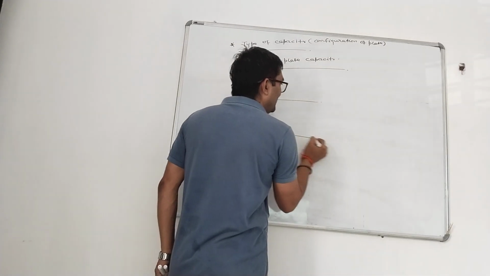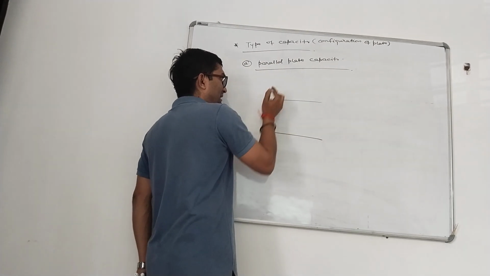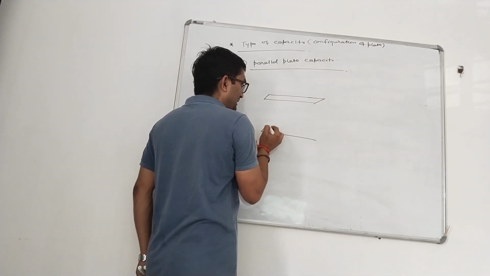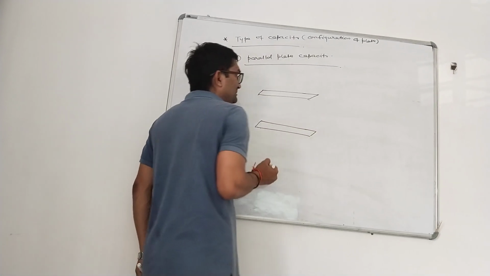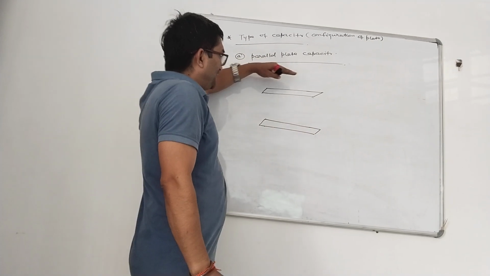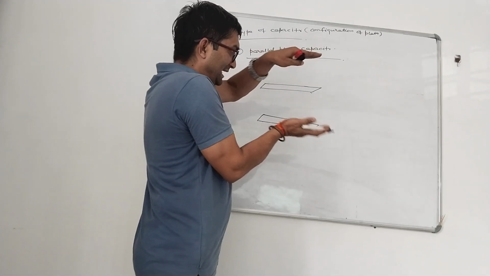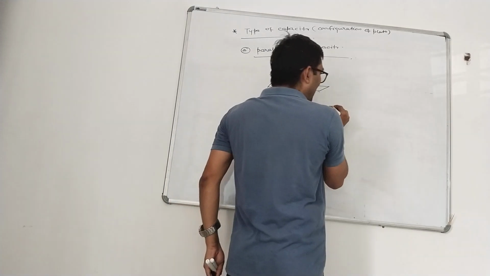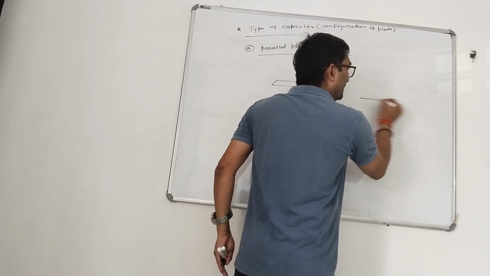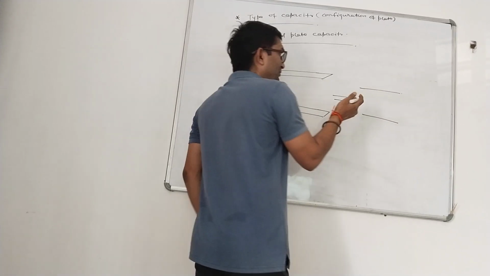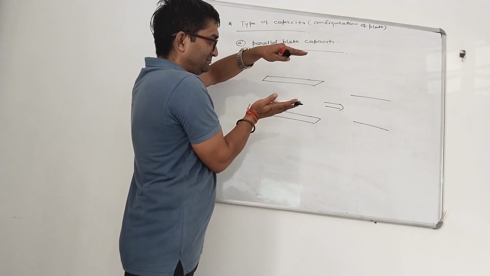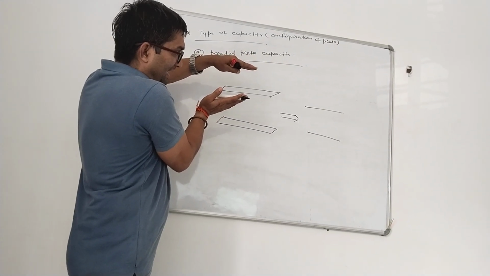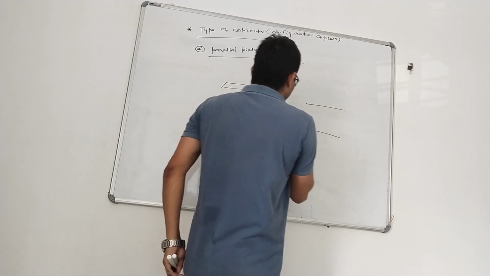So if I write here parallel plate like this one, then basically this is the view of the plate. When I draw their front view, it will be like a line. I mean, when you view the plate from my side, it will look like a line. So I will represent it by these lines.